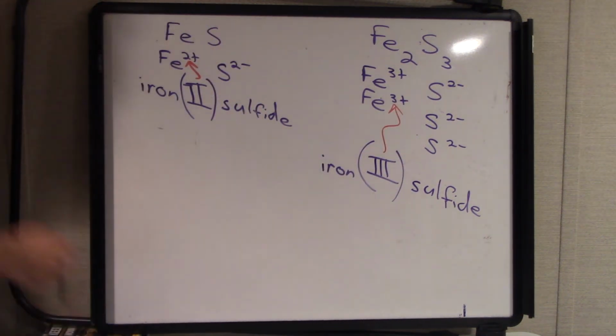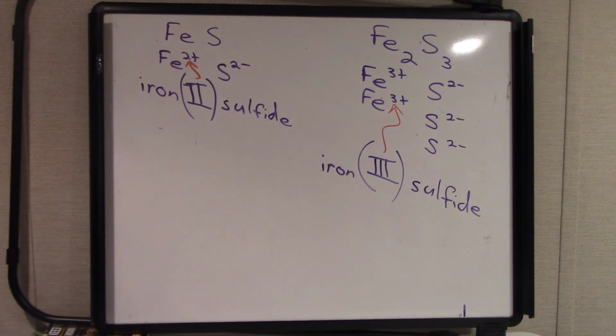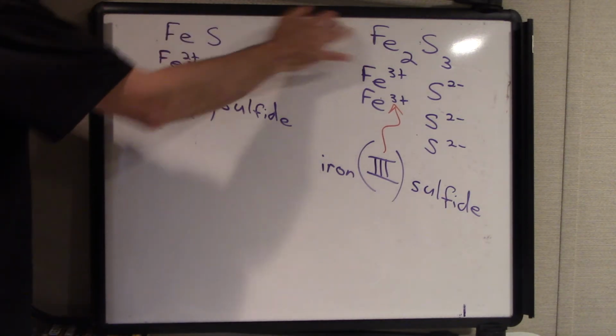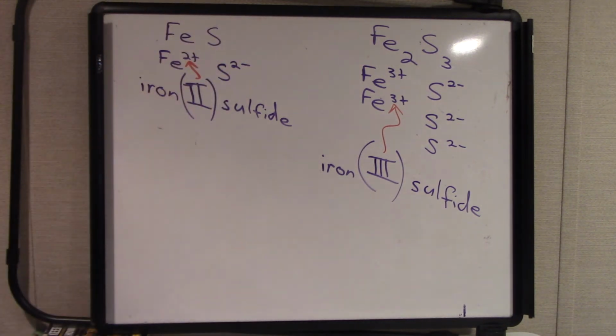So this is how you use Roman numerals. You must use Roman numerals when you have those transition metal ions because they can have multiple different charges. We need to have a way of distinguishing these compounds apart from each other.